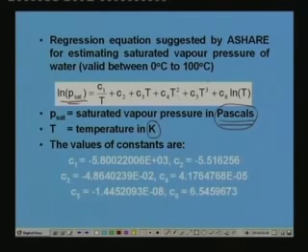So, this correlation is valid for these units, that means pressure in pascals, temperature in Kelvin. Of course, because you have to use these constant values, and these constant values are valid for these units. And the values of constants C1 to C6 are given here. So, if you substitute these values, then Psat is a function of temperature only. If you know the temperature, you can calculate the saturation pressure of water vapor, and as I said, this is valid for 0 degrees to 100 degrees centigrade.